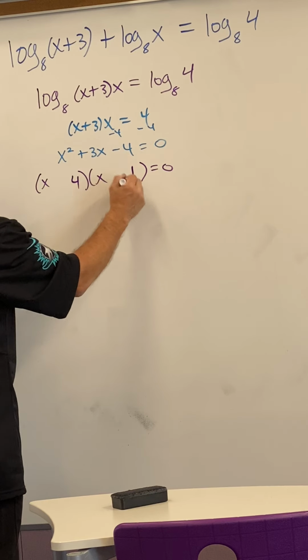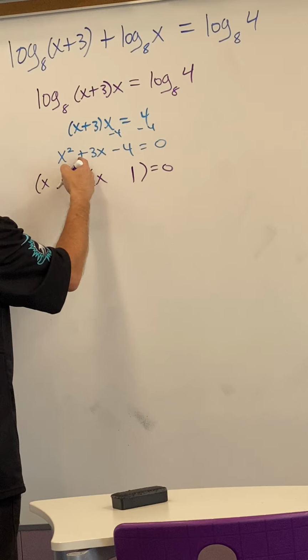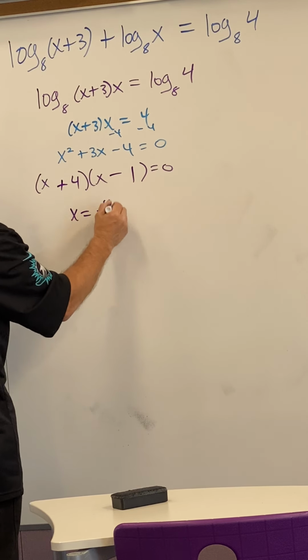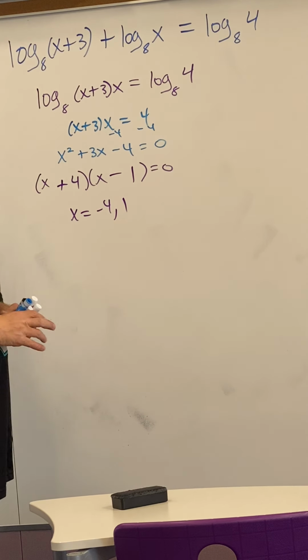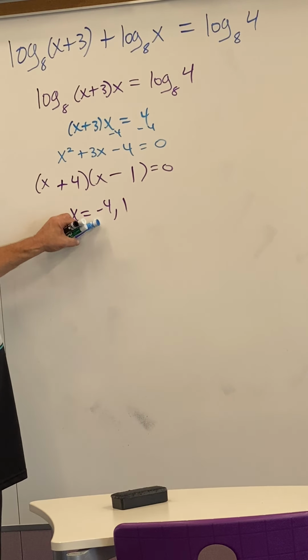So this is 4 and 1. Two numbers that multiply to be 4 and subtract to be 3. 4 and 1. Different signs, bigger one plus. This is plus, this is minus. So x is negative 4 and 1, which are my potential solutions. So let's see if they're actually good solutions or bogus. Let's start with negative 4.